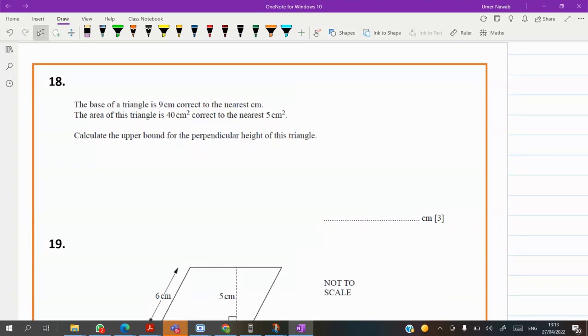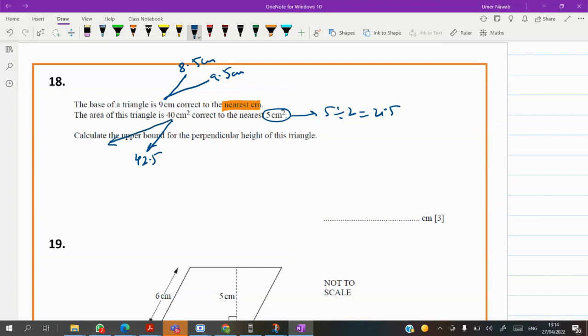The base of a triangle is given to the nearest centimeter. So the lower bound and upper bound are 8.5 and 9.5 centimeters. The area is correct to the nearest 5 centimeters. So 5 divided by 2 is equal to 2.5. We have to add and subtract. So we will get 42.5 as the upper bound, and the lower bound is 37.5.